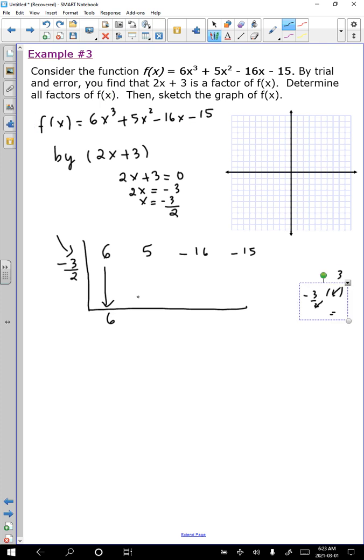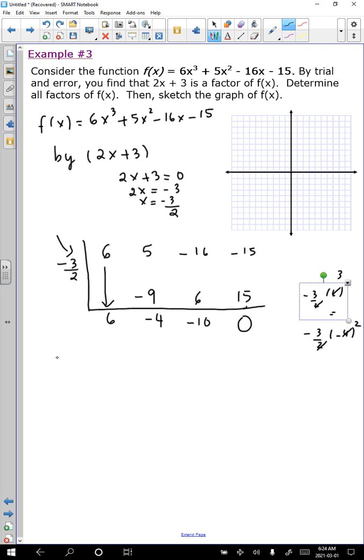So you put negative 9 there, add 5 minus 9, you get negative 4. Then you multiply negative 3 over 2 times negative 4. So 2 goes into 4 2 times, you get 6. Negative 16 plus 6, when you add, you get negative 10. Then you multiply negative 3 over 2 times 10, and you get 15. So when you add 15 minus 15, you get 0 here.